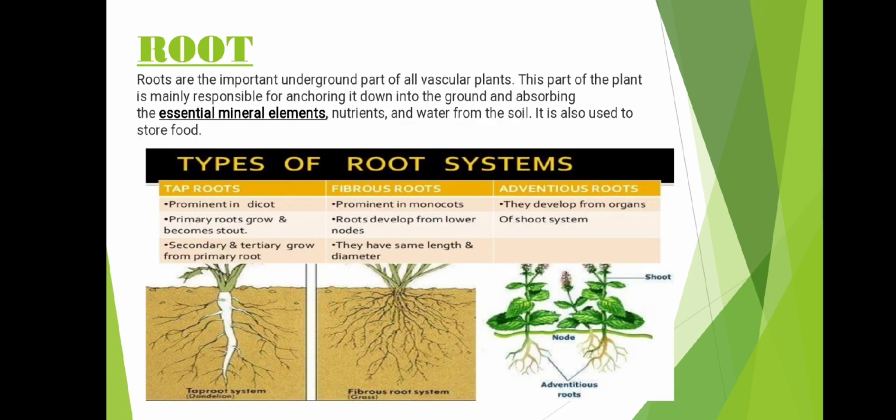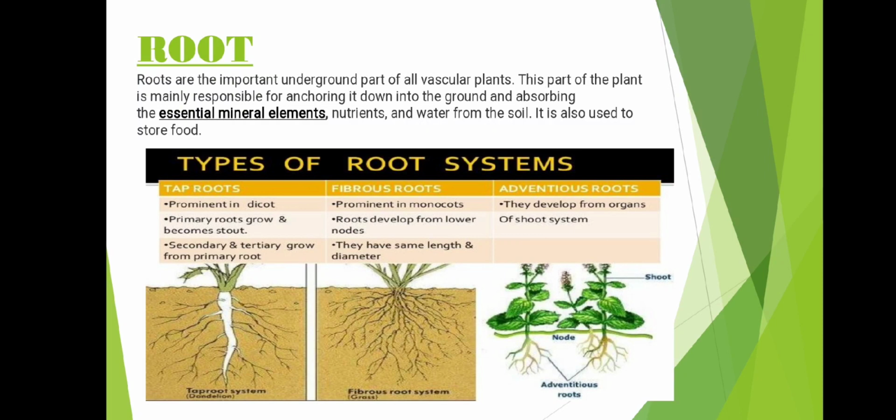Root. Roots are the important underground part of all vascular plants. This part of the plant is mainly responsible for anchoring it down into the ground and absorbing the essential minerals, elements, nutrients and water from the soil. It is also used to store food.